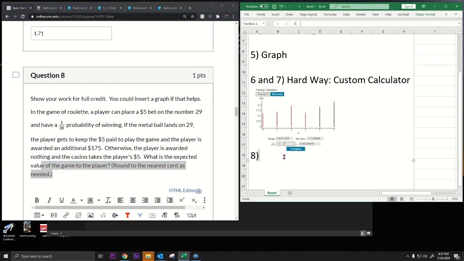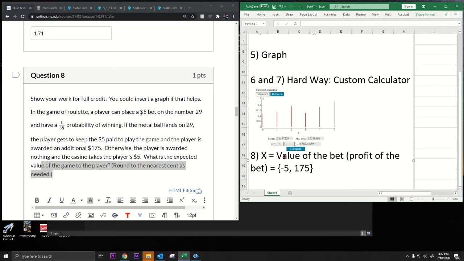Alright, so I'm going to define x as equal to the value of the bets. You could also think of it as the profits of the bets. And notice that it can be equal to -5 if you lose, or it can be equal to 175. Here's the hard part though: why am I getting those two numbers, -5 and 175?